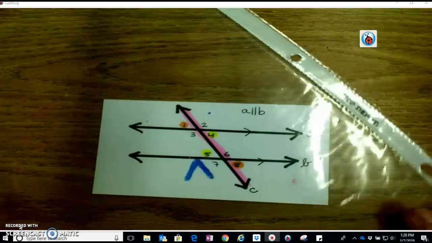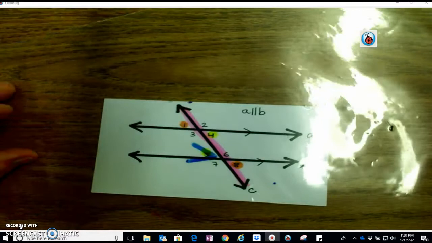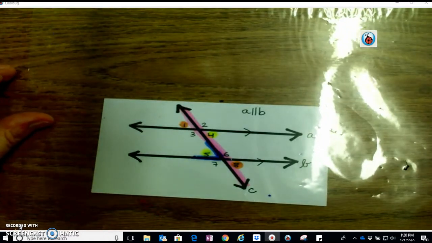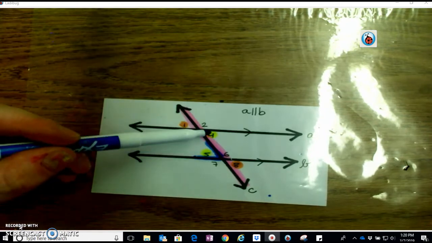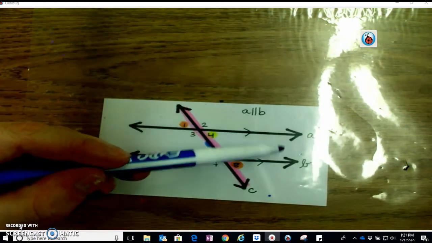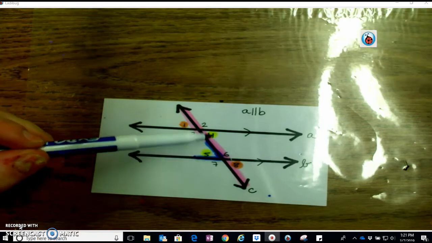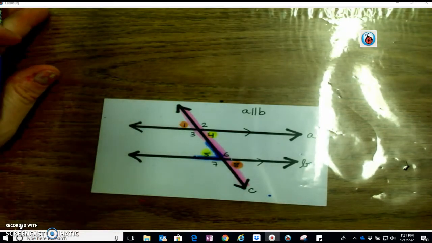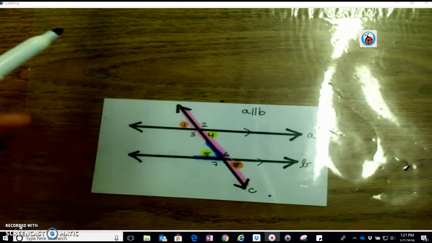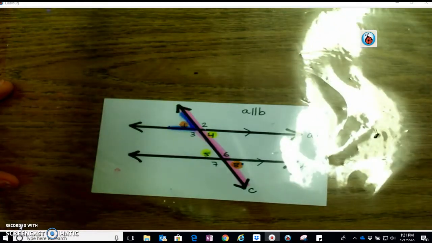But then if I turn it around, we can see that it also fits angle 5. So alternate interior angles, when the lines are parallel, are equal in value. Now I also just made another connection. Look at angle 5. If I slide that up, it matches angle 1.